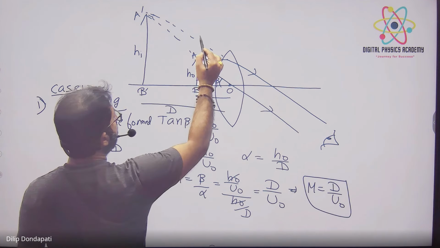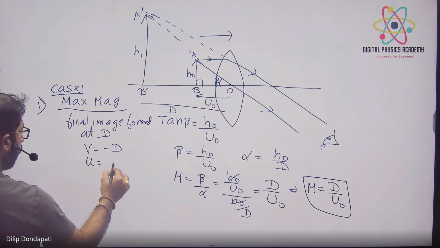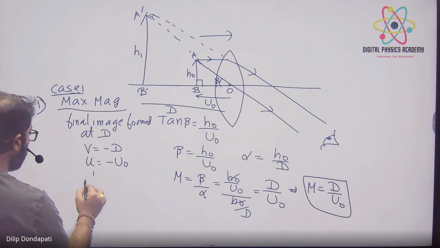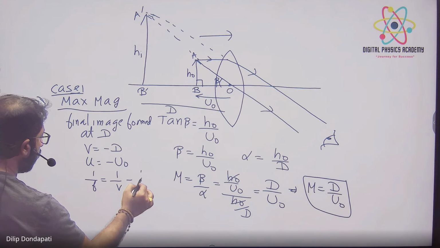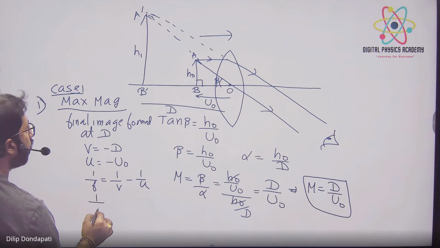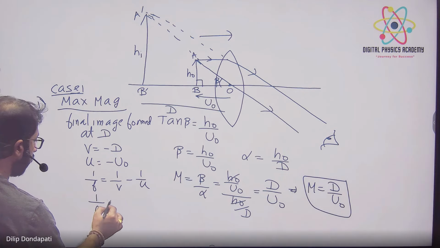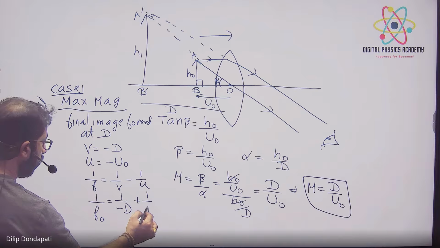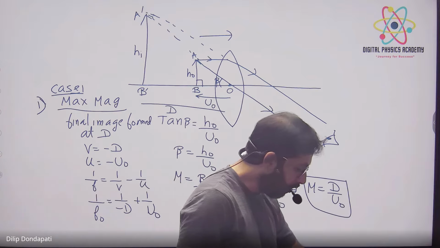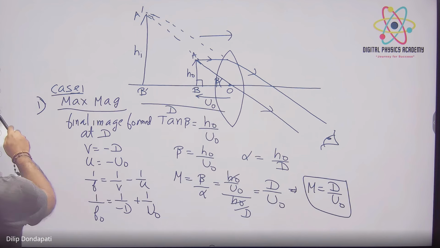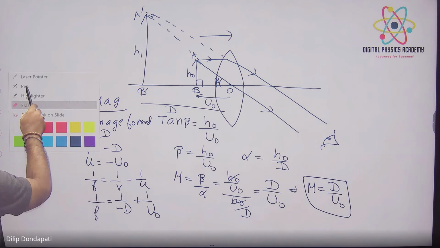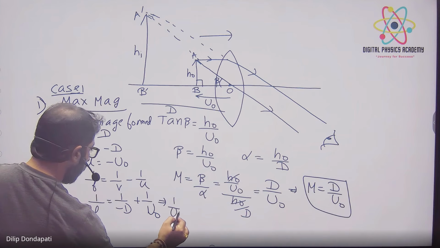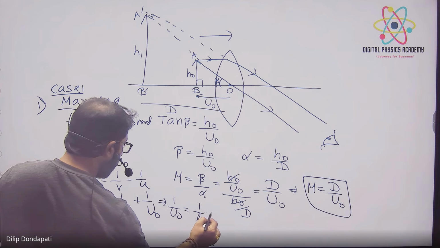This is the incident ray direction, and this side is minus U naught. In the lens formula we are applying sign conventions. Now use the formula 1 by F is equal to 1 by V minus 1 by U. So 1 by F is equal to 1 by minus D minus of minus 1 by U naught. From this, what is 1 by U naught? I want to substitute it in the magnification. So 1 by U naught is equal to 1 by F plus 1 by D.